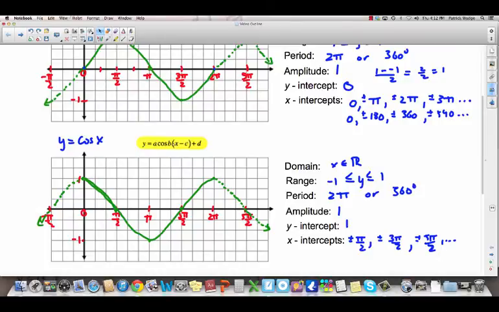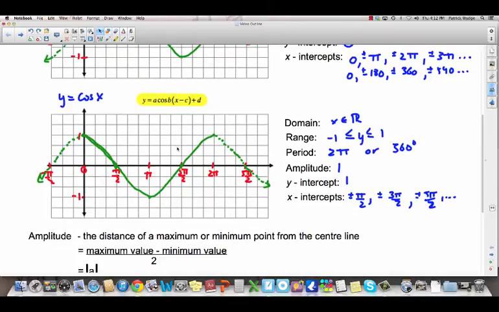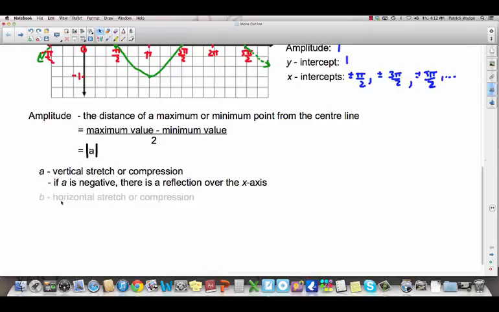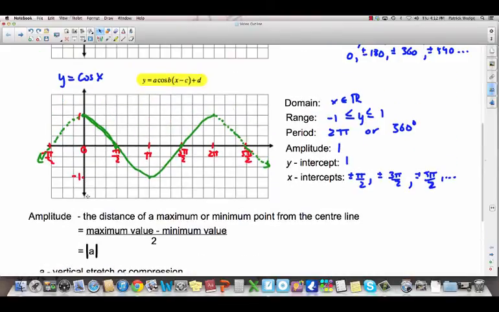Well, B is inside the function, and it's a multiplier. It must be a horizontal stretch or compression. And this time, if B is negative, there's a reflection over the y-axis. Okay, if I had, for example, cosine 2x here, do you remember from before? This would cause a horizontal, would it be an expansion or compression? It'd be a compression, right? It's kind of opposites, remember this? So in other words, this graph here would get squished inwards this way and this way.